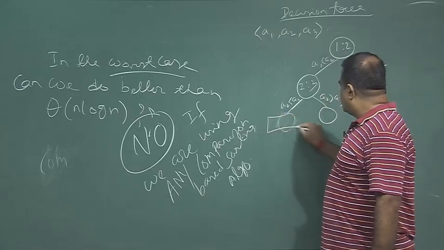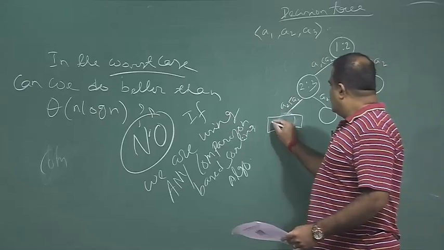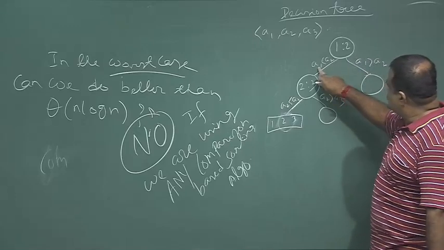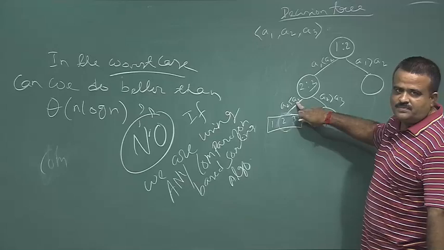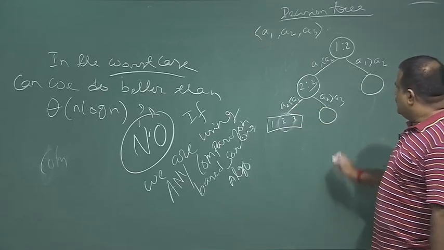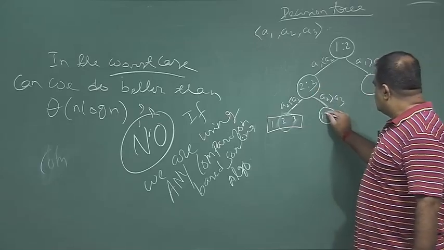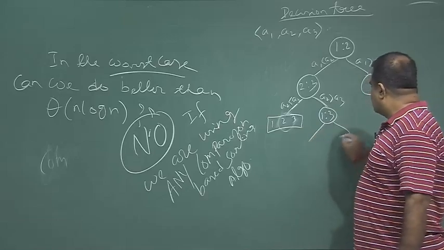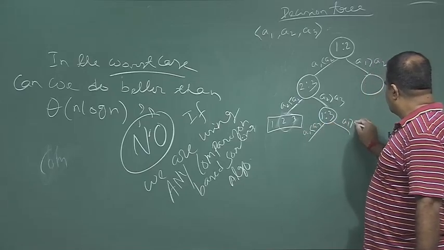Now, if we take this path, then we reach a decision, and that decision is 1, 2, 3. That means A1 is less than A2, less than A3, because here A1 is less than A2, and here A2 is less than A3. So, by the transitive property of less than, we can say A1 is less than A2, less than A3. Now, if we reach this path, then we need to do another comparison between A1 and A3. Then again we have two paths, A1 is less than A3 and A1 is greater than A3.